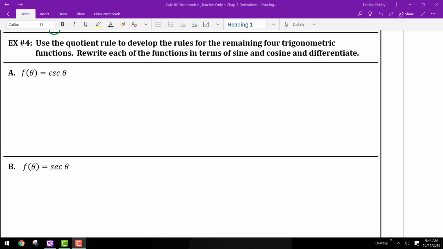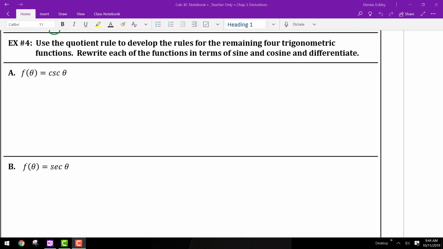This is Unit 2, Lesson 6, Part 2. We are working on the product and quotient rules for derivatives. We are going to start with using the quotient rule to develop the rules for the 4 remaining trigonometric functions.